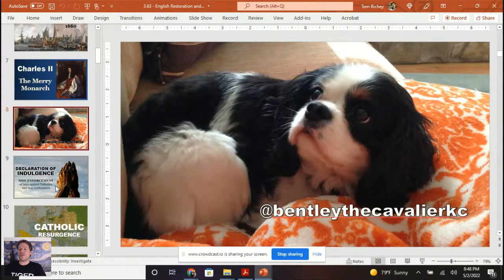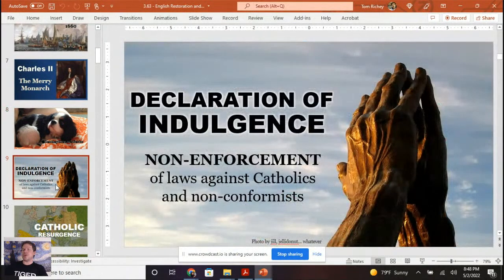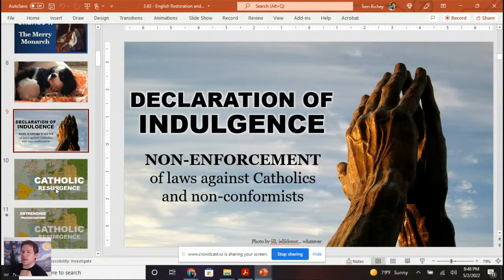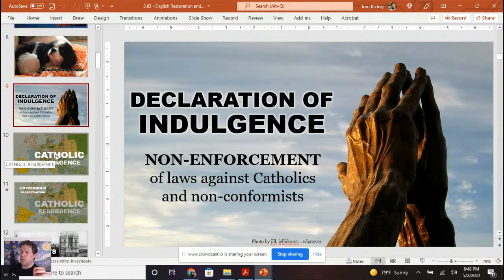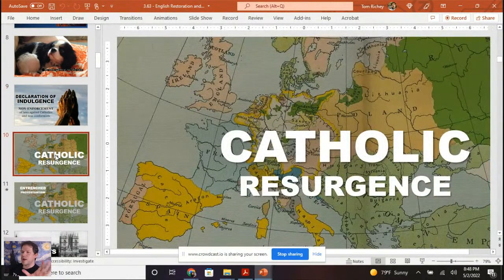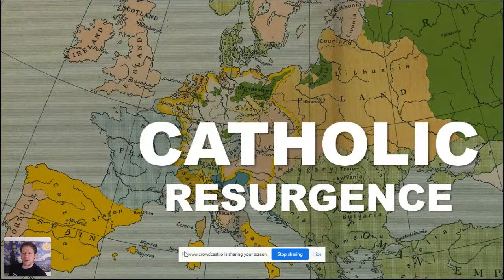And so Charles II issues a declaration of indulgence. He basically says that he's not going to enforce laws against Catholics and nonconformists. So he's not going to be so rigid on religion as his father and grandfather were. Now, the only problem is that Parliament wanted him to be a bit more rigid, because this is a time when on the European continent, you have a resurgence of Catholicism.